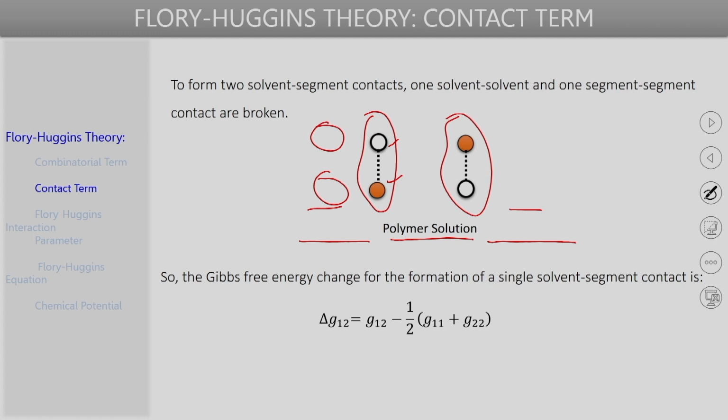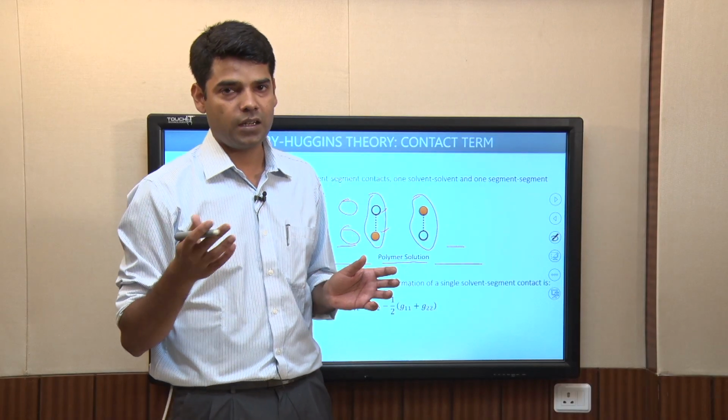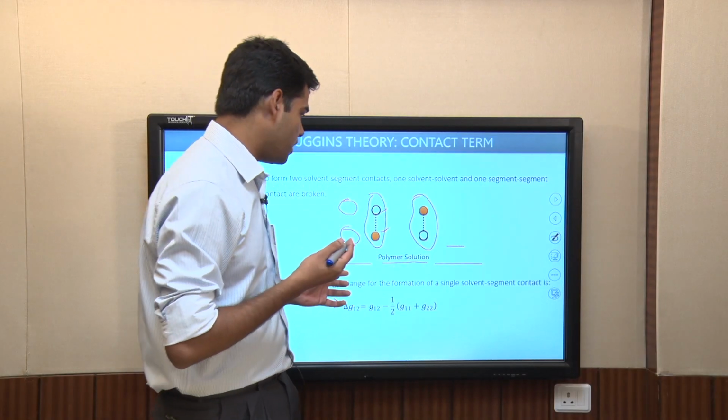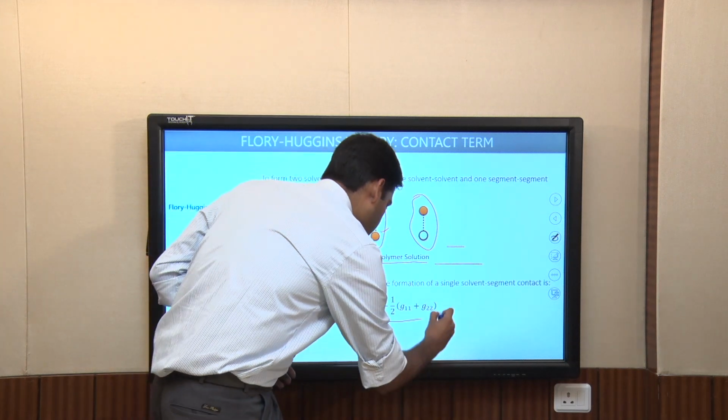That can be defined through the equation written here. So, this delta g12 is equal to g12 minus half of (g11 plus g22), and this factor half comes because two solvent-segment contacts form when one solvent and one segment contact get broken. So, the corresponding Gibbs energy change will be given by the expression here.